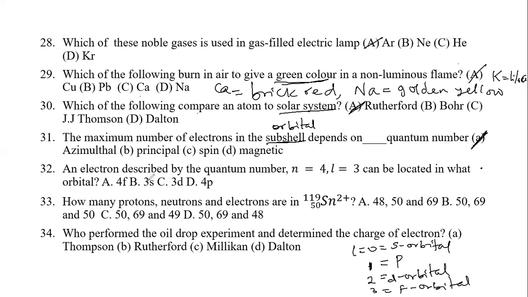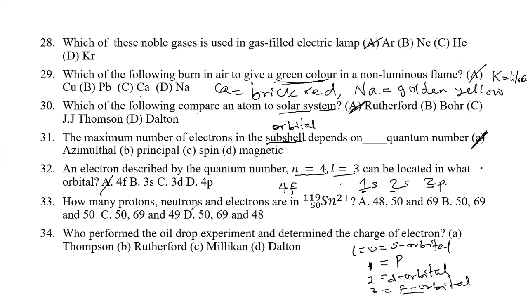Question number 32 says that an electron described by the quantum number n equals 4, that's principal quantum number 4, and L equals 3, can be located in what orbital? When n equals 4, that's shell number 4, and L equals 3 is the f orbital. So it's going to be the 4f orbital. In your configuration, this one is the principal quantum number, and the letters you are seeing here come from the azimuthal quantum number. So option A is the answer.